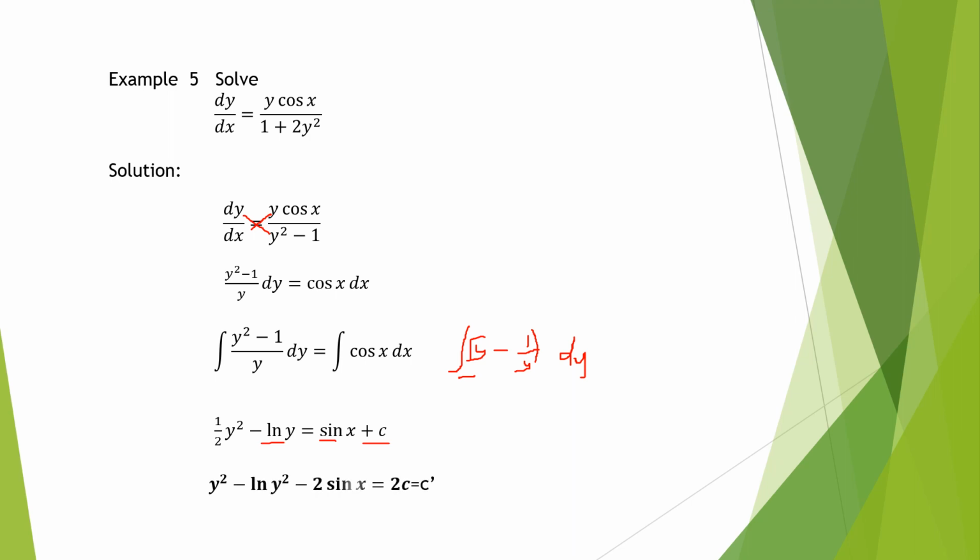If you want to multiply that by 2, then that would be y squared minus ln of y squared. Notice that this becomes negative 2 ln of y. That's why it becomes negative ln y squared minus 2 sine x, where sine x was transferred there, is equal to 2c. You multiply both sides by 2, and that's just equal to another constant c1. So we can have this as our general solution.